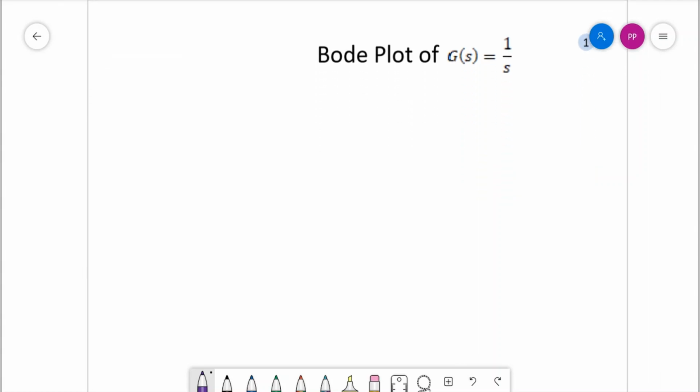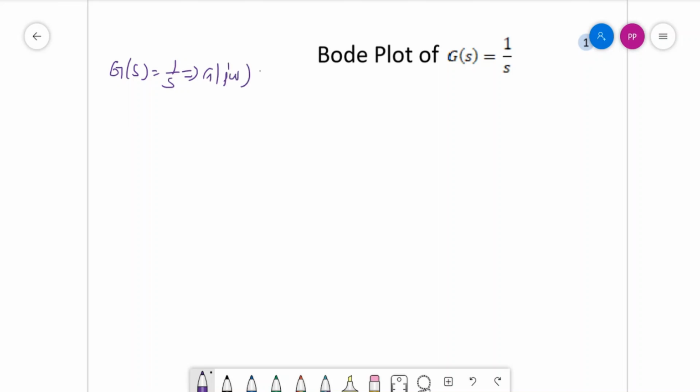So as the transfer function, you can see this is G(s) equal to 1 by s. So it means G at j omega equals 1 by j omega, that is equal to nothing but minus j into 1 by omega.